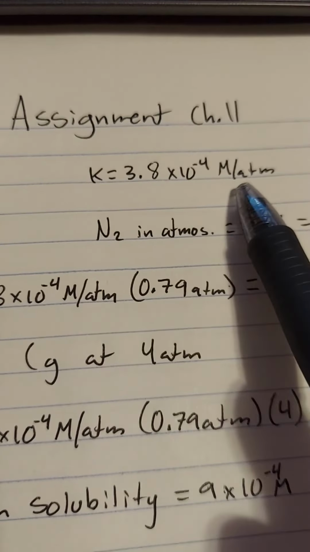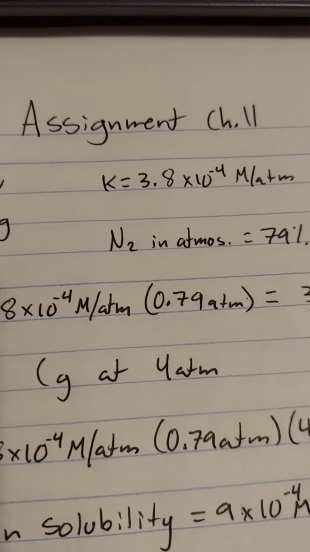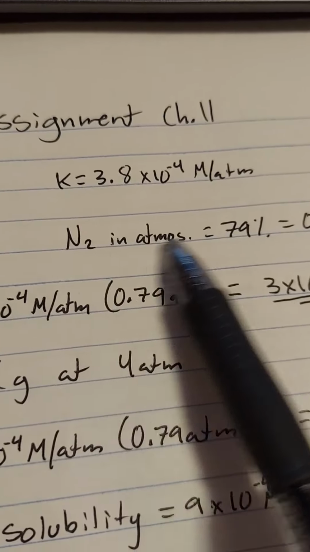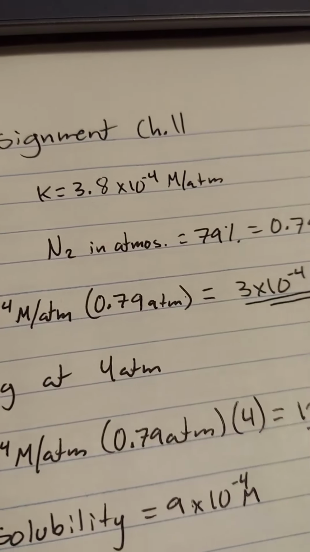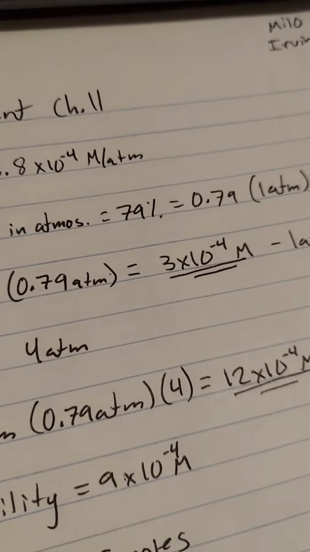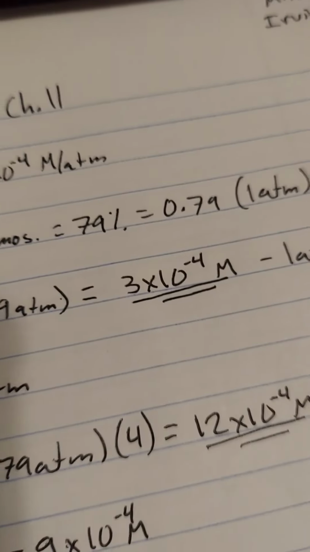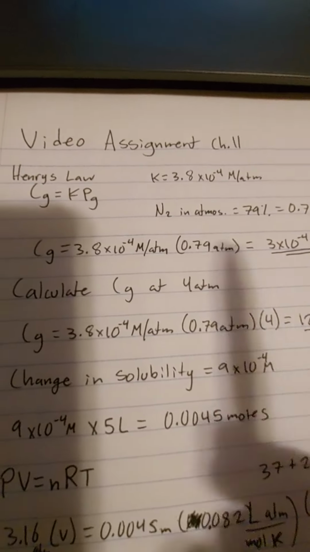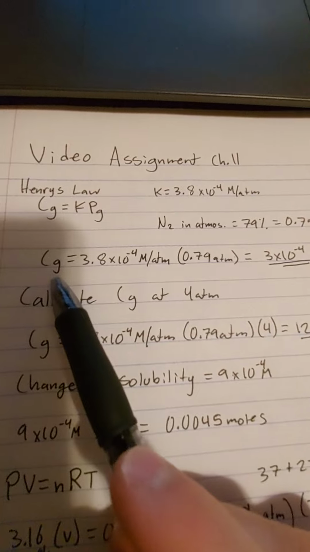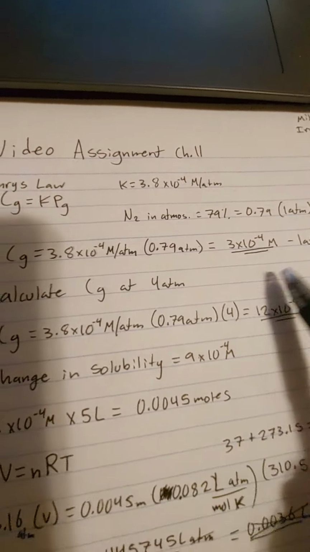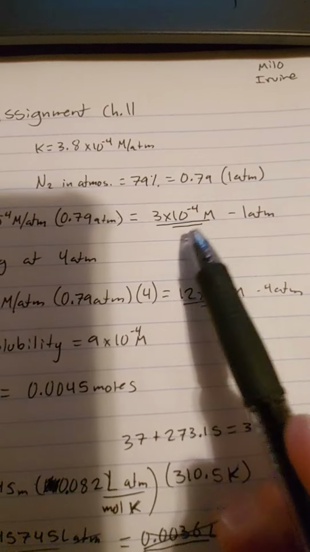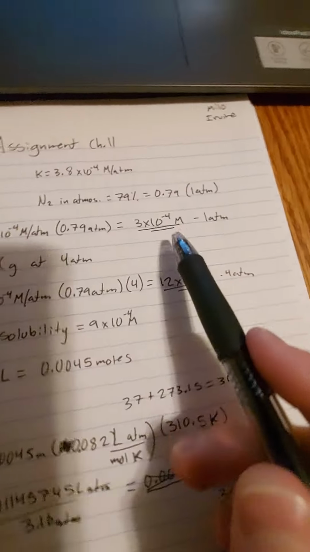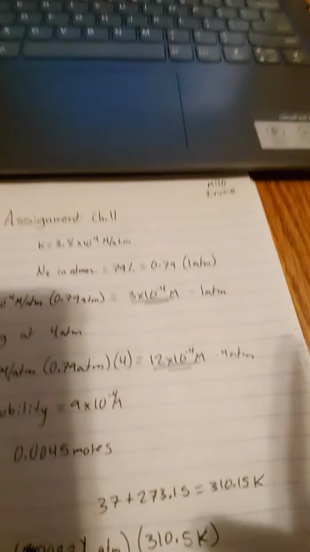the constant is given to you right here. And the way you figure out the pressure is you take 79% of air, which is nitrogen, and multiply that by 1 atm. That will give you the pressure that we want. And you multiply those together, and you get your solubility, which is also the molarity. That's at 1 atm. And so that is our first molarity at that atmosphere.